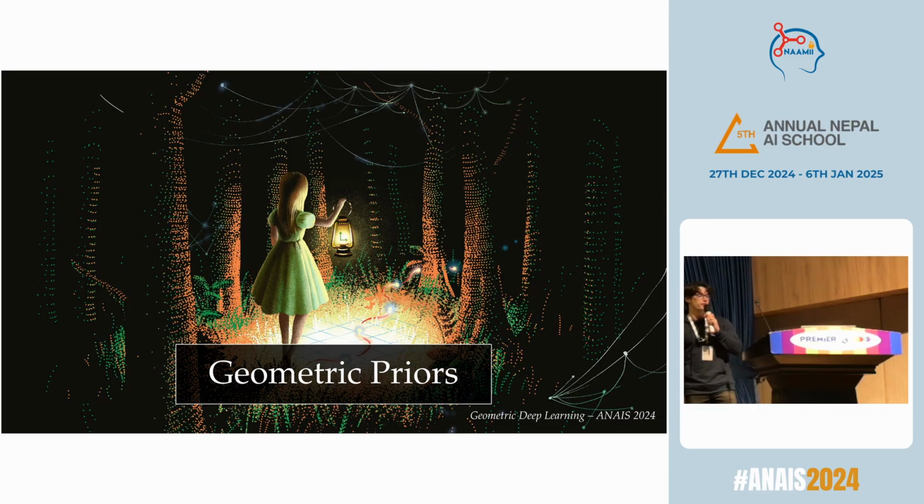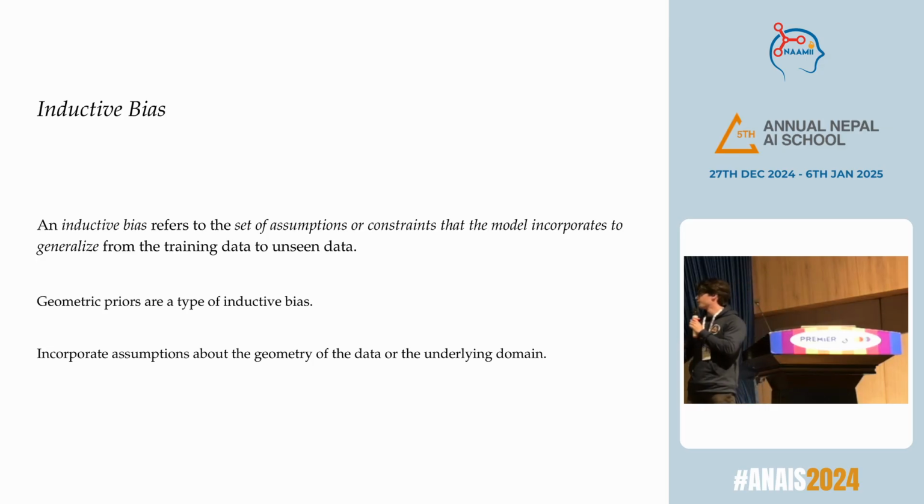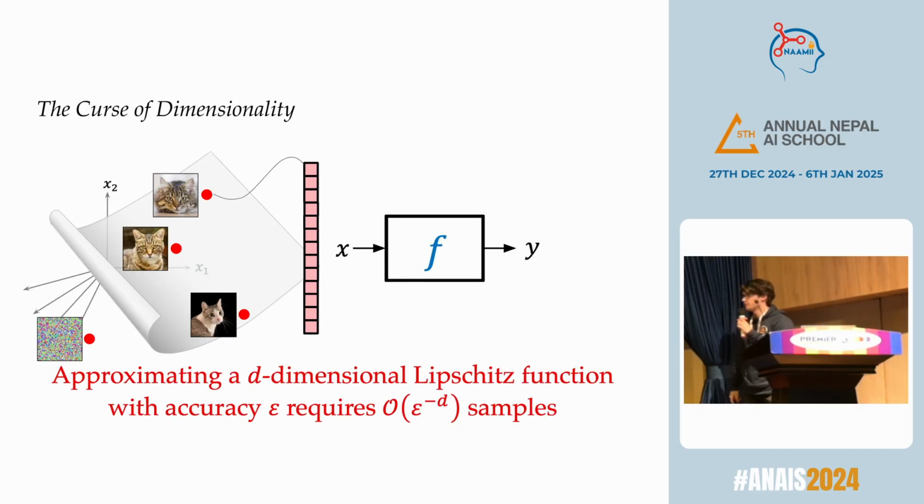So, okay, basically, what's a geometric prior? A geometric prior is a type of inductive bias. And an inductive bias is a set of assumptions that we use to constrain our model. The idea is that apart from learning from data, maybe we have some additional knowledge that we can leverage to generalize to unseen data. So geometric priors are a type of inductive bias where we incorporate assumptions about the geometry of the data and also of the underlying domain.